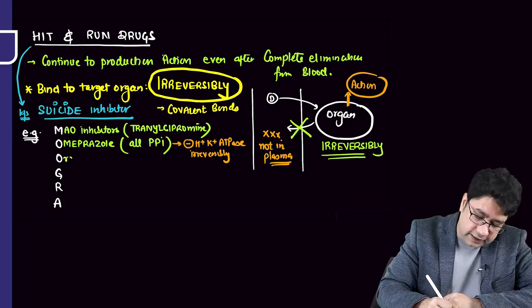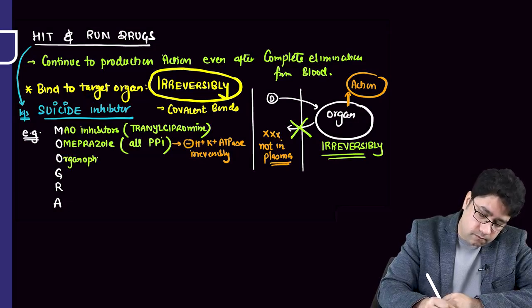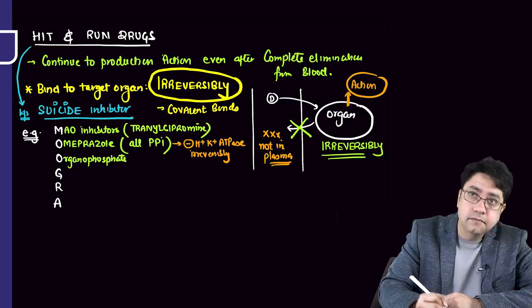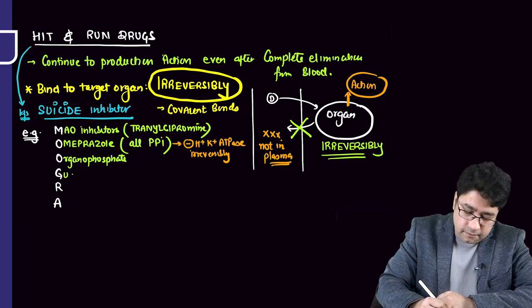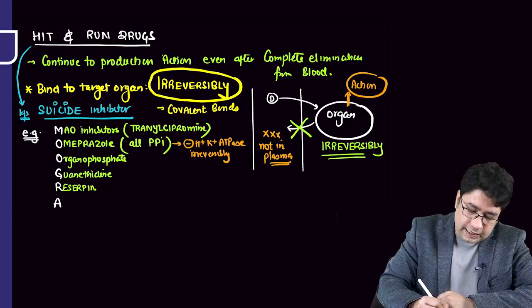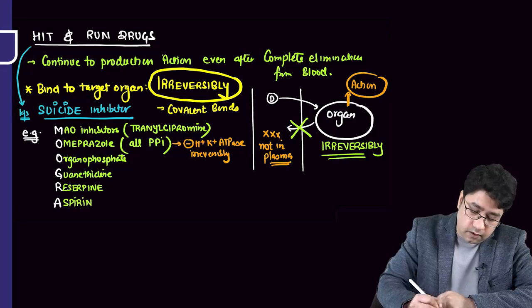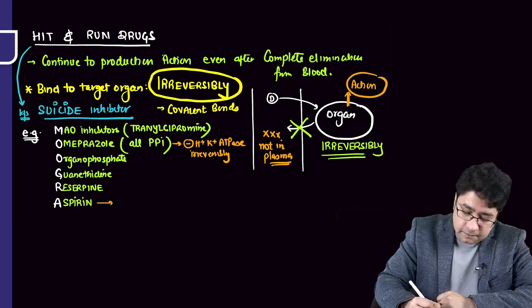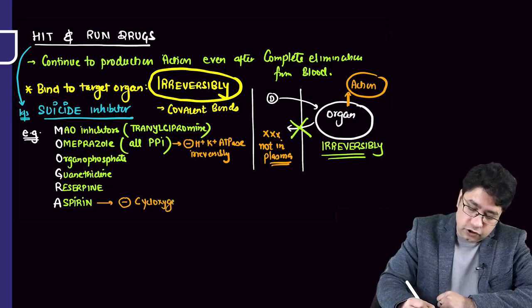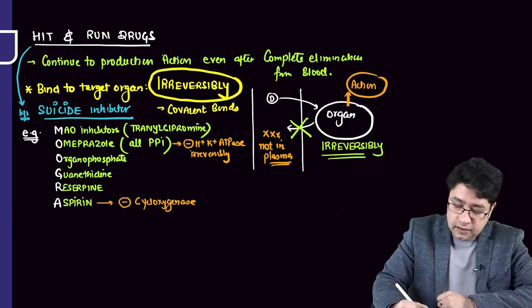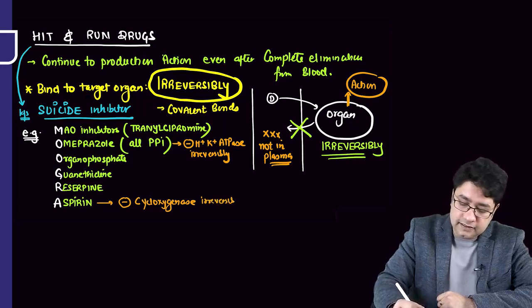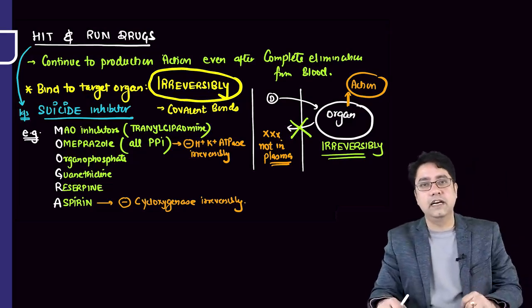Then organophosphate. Okay. Guanethidine, reserpine, and a very important drug, aspirin. Aspirin inhibits one enzyme known as COX enzyme, cyclooxygenase, short form COX, irreversibly. It's an example of a hit and run drug or suicide inhibitor.